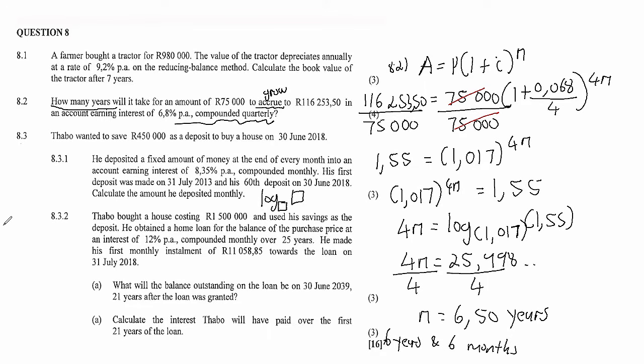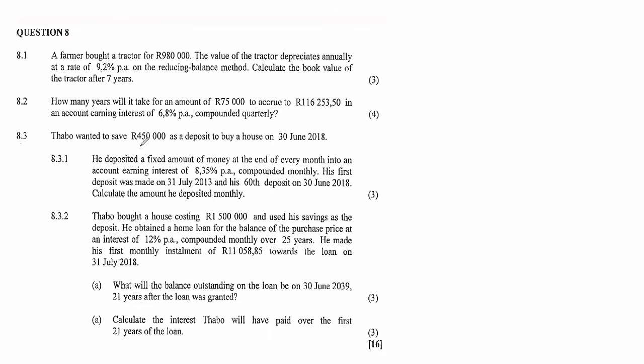Let's now proceed. Thabo wanted to save 450,000 as a deposit to buy a house on 30 June 2018. Wanted to do what? Save. So that's in the future. In the future, he expects to have a future value of 450,000. So now we know that we are working with a future value formula, whereby that 450,000 there will become our future value.